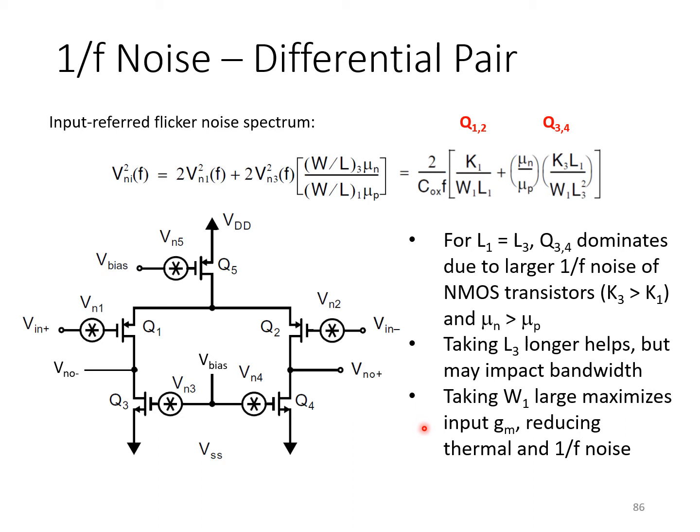The second point here is that, as before, we would try and make W1 as large as possible, putting the input pair transistors on the verge of subthreshold, minimizing V effective, and giving them the largest possible small signal transconductance gm for the given bias current. This serves to reduce both thermal and flicker noise. That shows up in these expressions here because we see W1 in the denominator of both terms. And that's because all the noise sources at the output have to be input referred by dividing by the small signal transconductance of the input pair gm1.